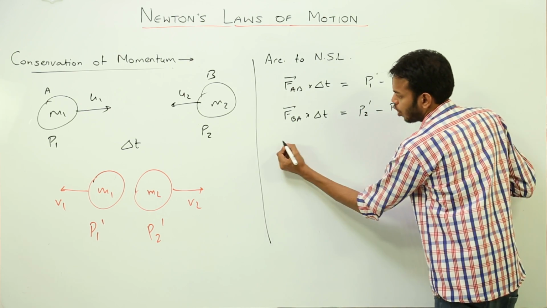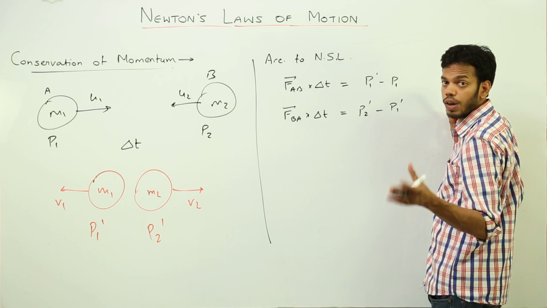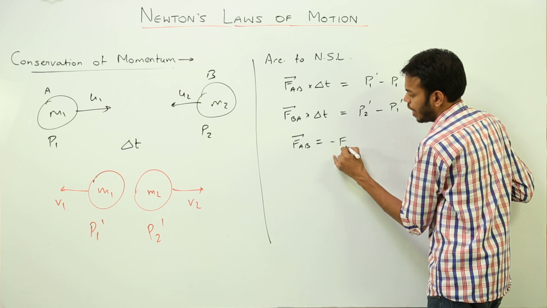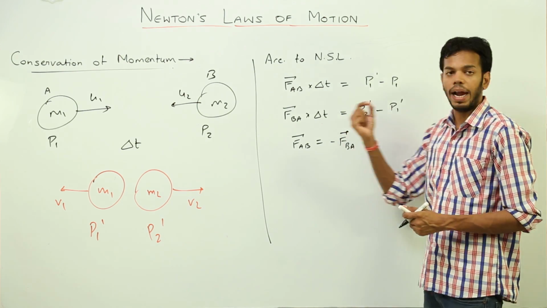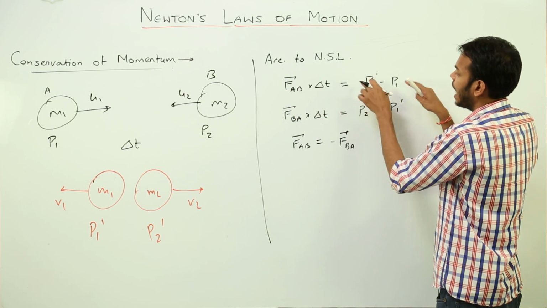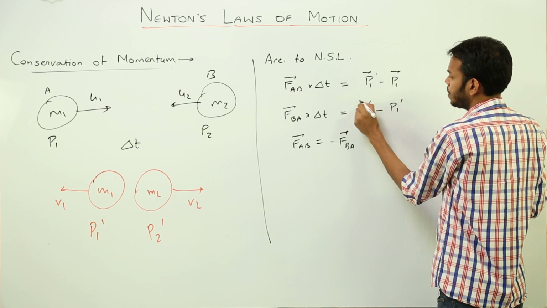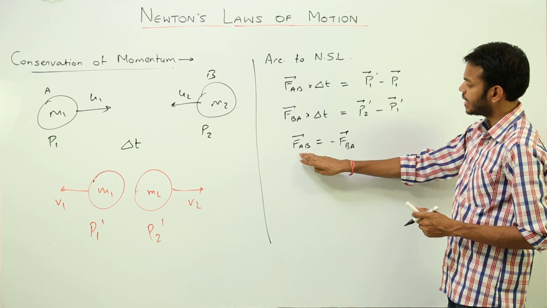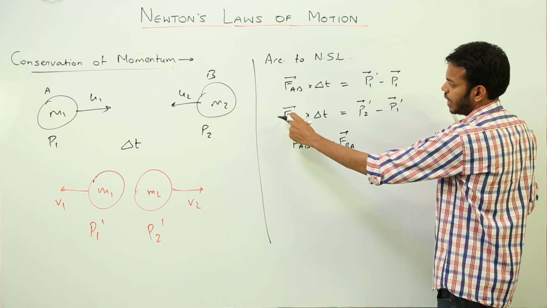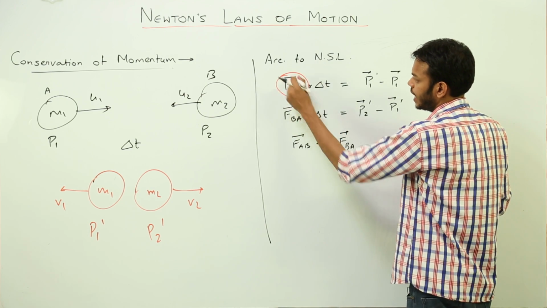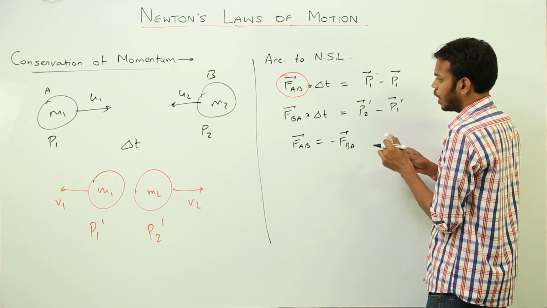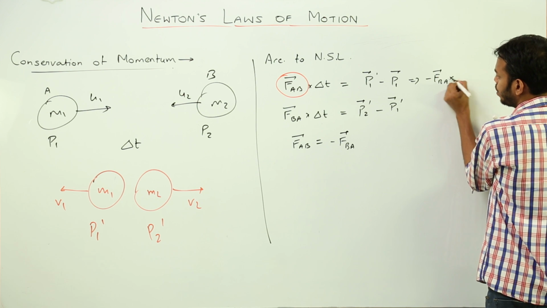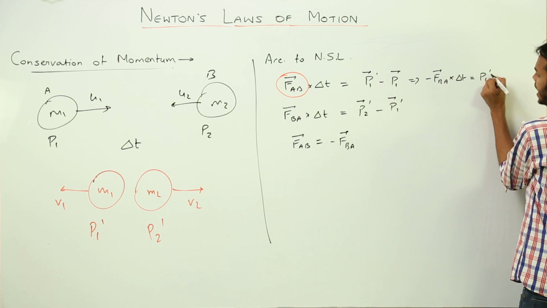Now we know that according to Newton's third law, which we have already proved, action is equal to reaction and they are in opposite directions, so FAB will be equal to negative of FBA, right? I have still made a very minor mistake in this whole process. If I am taking the vector form on the left-hand side, I have to take the vector form on the right-hand side as well, so they should all be represented in vector form. Now, if I replace FBA with minus FAB, what will I get? This equation will become minus FBA into delta t equal to P1 dash minus P1, right?